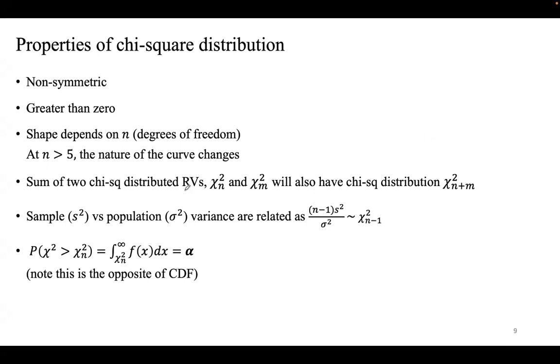There's one more property, which is like the additive property. So if you have two random variables, which are themselves chi-square distributed with n and m degrees of freedom respectively, then the sum of those two random variables will also have a chi-square distribution. It's just that now the degree of freedom is the sum of the original two degrees of freedom.